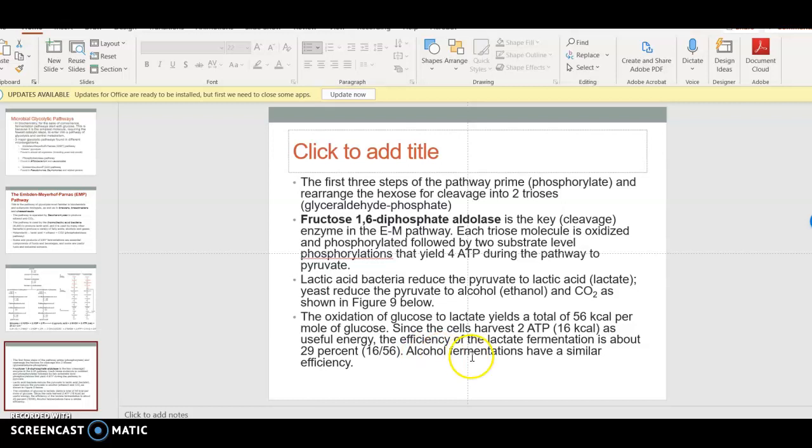And alcohol fermentation has a similar efficiency because it also produces 2 ATP. So I just want to show here that anaerobic respiration in microorganisms is much less efficient than aerobic respiration that happens in humans, okay, or in certain microorganisms as well.